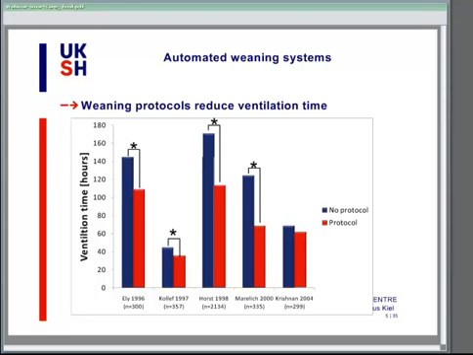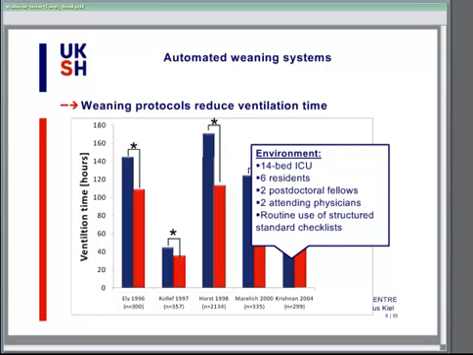When you look into the publication and look into the environment where this study was performed, you get an idea. This was a 40-bed ICU, and there were 6 residents, 2 postdocs, and 2 attending physicians, and there was a routine use of a structured standard checklist. And therefore, I think in such a well-equipped environment, you do not have to use weaning protocols. But, for example, in a European context, we are not so well-equipped with so many staff in our ICUs.